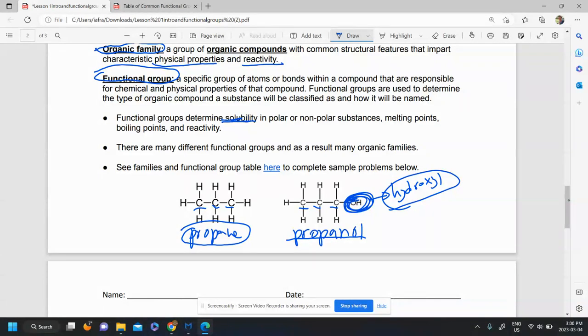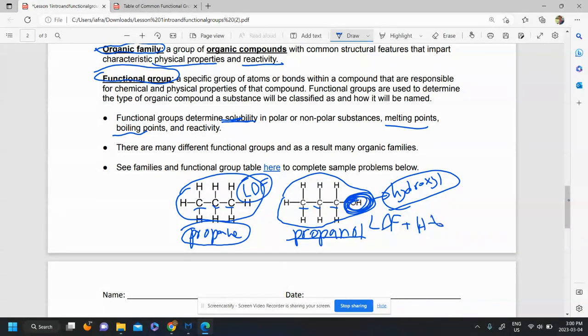It affects the functional groups, affects melting points, boiling points. So as you would know, this over here would not have a very high boiling point because all it has is LDF. But this over here would probably have a higher boiling point because it has LDF, but because of the OH group, it also has some hydrogen bonding. So it has that as well.